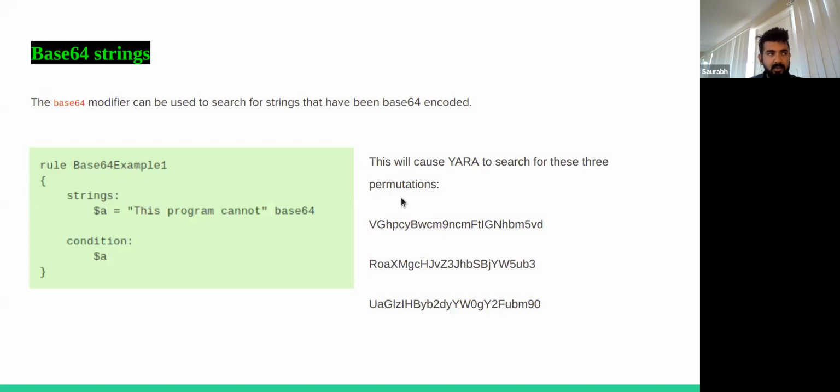For base64 strings, we have the same thing. This is how you supply the arguments. This program cannot is the string, which if you encode it with base64, you're going to find three possibilities of permuted strings that are generated. So if you find the possibility that the CNC IP address can be a base64 encoded string, you can just write base64 and ascii both at the same time. It's going to find the base64 encoded version of that particular string as well.